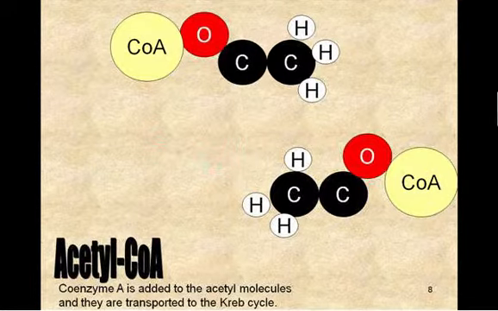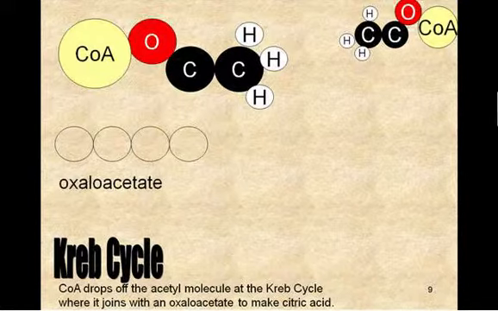So we get this carrier called coenzyme A, and it attaches to it. It's kind of like a tugboat. It's going to pull these molecules towards the Krebs cycle. When the coenzyme A drops off that molecule at the Krebs cycle, it's going to join with a molecule that's already there, and I like to think of it as oxaloacetate. This molecule is going around like a merry-go-round or a Ferris wheel. As it comes up to the acetyl molecule, it's going to pick them up. Acetyl is going to hitch a ride on the oxaloacetate.